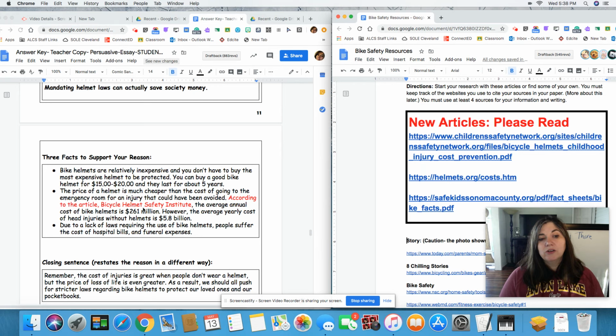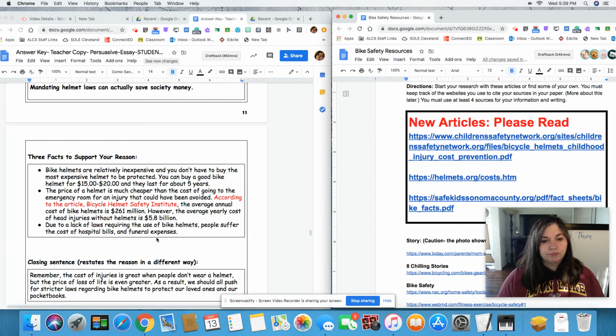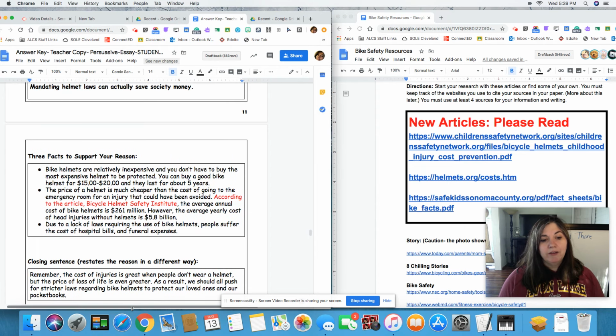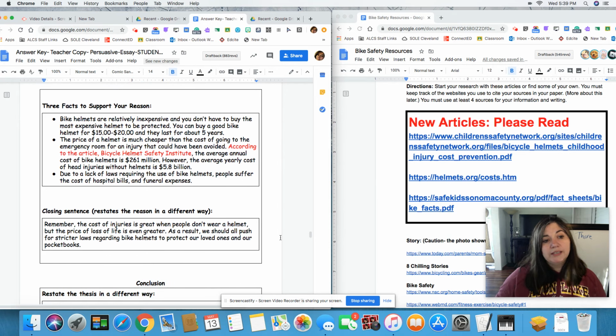According to the article Bicycle Helmet Safety Institute, the average annual cost of bike helmets is $261 million. Okay, that sounds like a lot of money to me. However, the average yearly cost of head injuries without helmets is $5.8 billion. And boys and girls, from my research, I found out that doesn't even include the cost of all those people who actually ended up dying in a fatal crash because of not wearing helmets. So they didn't factor that in. This is just the cost of people who sustained head injuries and didn't die from not wearing helmets.